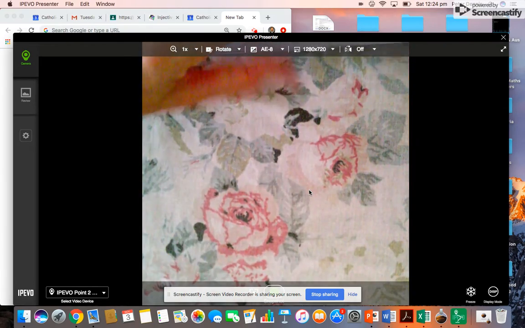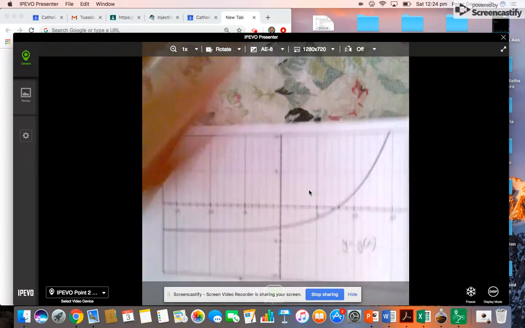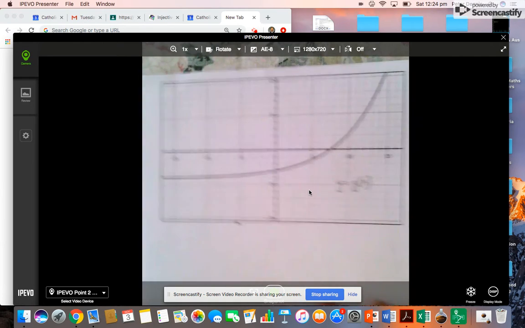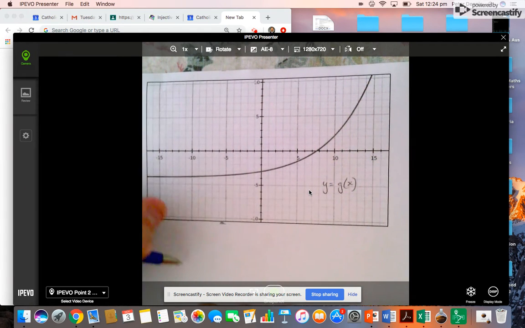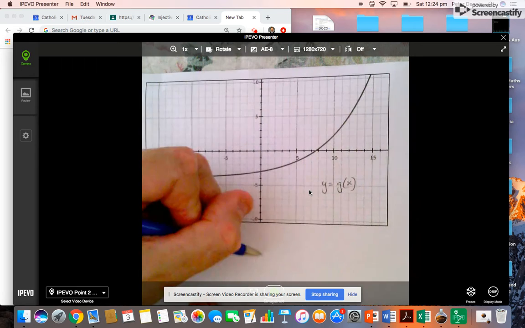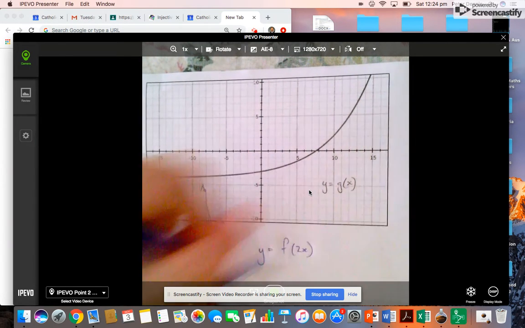I'll find a different graph and we'll look at a few different things. Let's have a look at this graph. And again, let's look at a few things. Let's look at if this is y equals f of x. This is the graph y equals f of x. Let's look at what happens if it was y equals f of 2x.